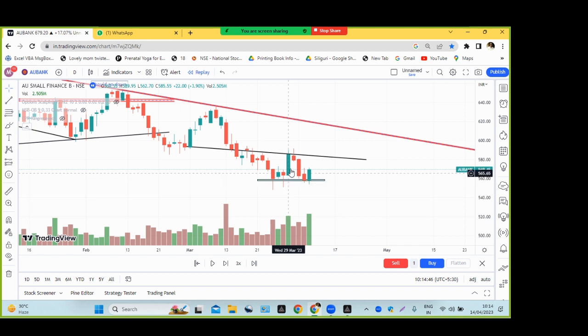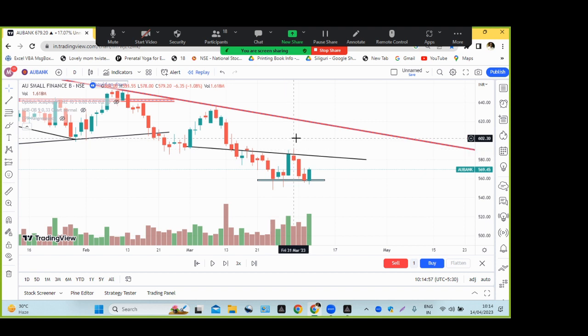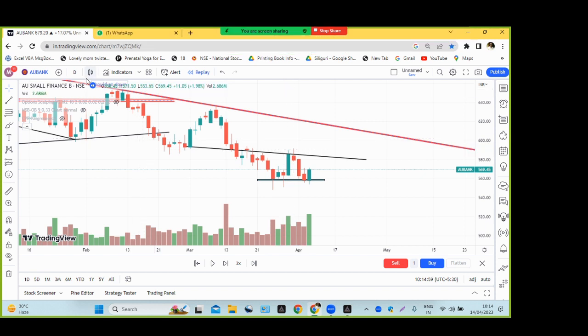Correct? Now, this was the best thing we should have entered. But when? After break of this high. Okay. Since this is a one-day candle, we have to wait.